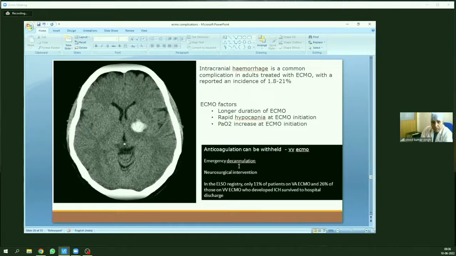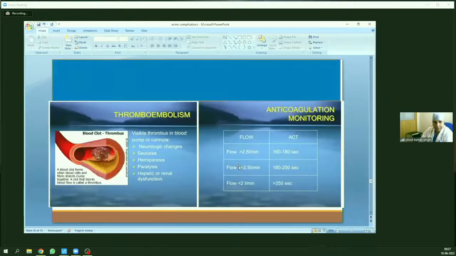In VV ECMO, you can continue without heparin if you maintain a high flow. In the ELSO registry, 11% of the patients in VA ECMO and 26% of those in VV ECMO who developed ICH survived to hospital discharge. That means if we take care at an early stage, the patient can survive and be discharged, but these numbers are very low, and it is very unlikely that the patient will go out of the hospital.